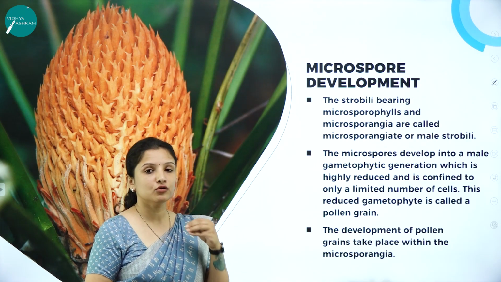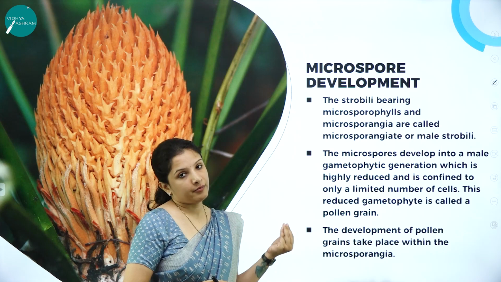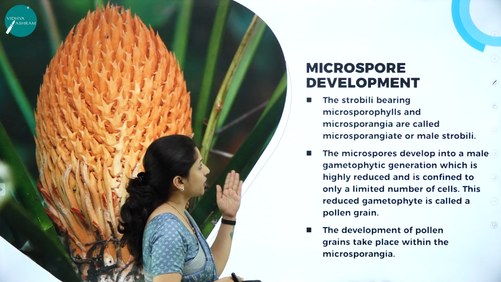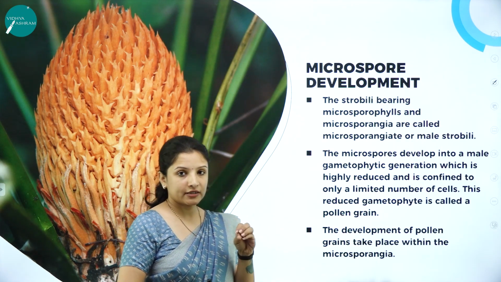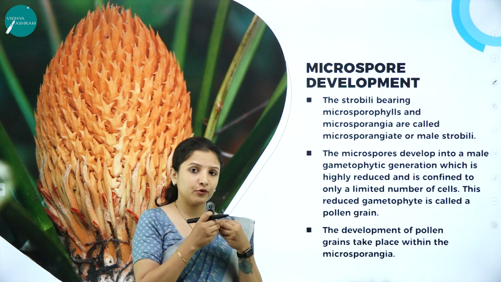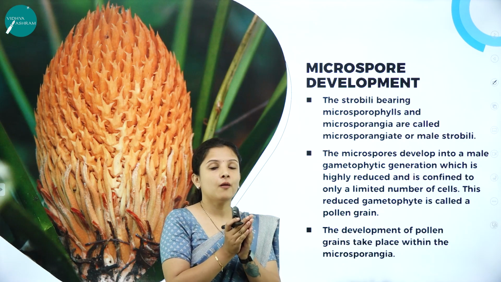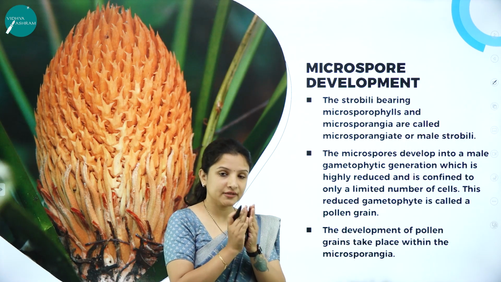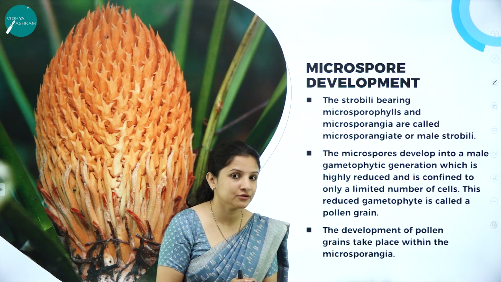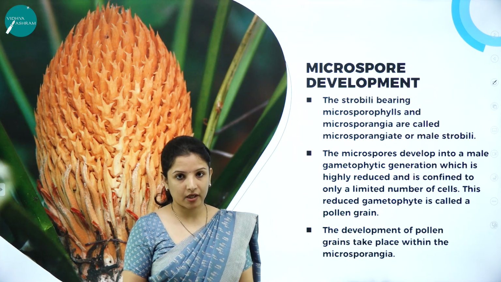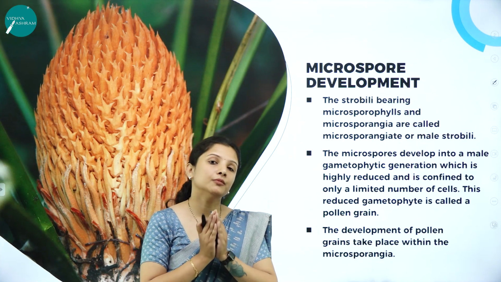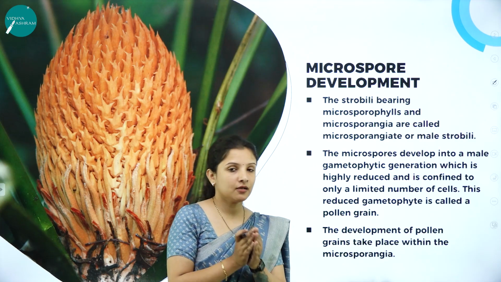Also, talking about microspore development and megaspore development, why? Because we need to know about the male and female gametophyte respectively. So for microspore development, we understood that all the sporophylls become compactly arranged to form the strobili or cones. In this strobilus or cone, what is produced? The strobili or cones are nothing but sporangia. So what is produced in that? The microspores and the megaspores.